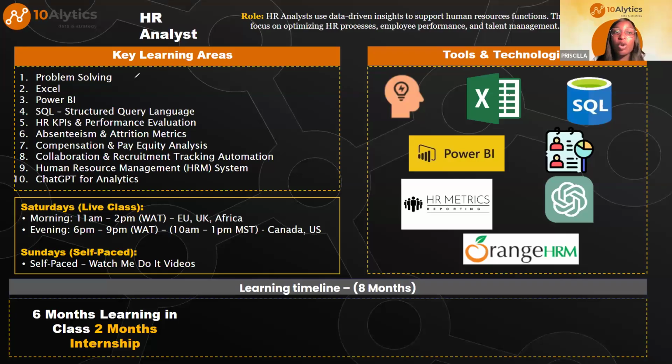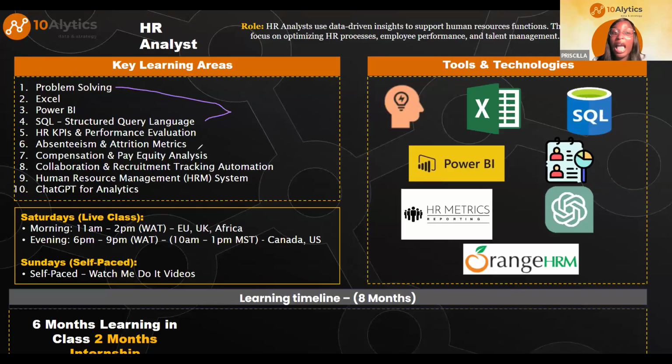So if you see 1 to 4, these are the tools that the data analyst will learn. Then you take it down into your core HR duties, which are HR KPIs and performance evaluation, absenteeism and attrition metrics, compensation and pay equity analysis, collaboration and recruitment tracking automation, human resource management system, and ChatGPT for analytics. So these are the things you should look at learning if you're looking to go into HR analytics.